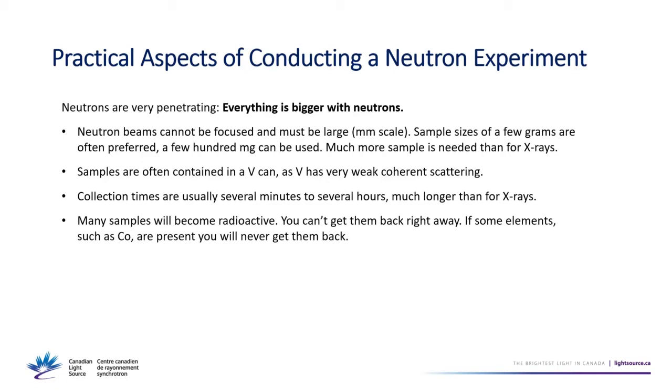Because neutron flux is a lot lower than X-ray flux, your collection times are usually several minutes to several hours, where things that you could do in a few seconds with X-rays, you're going to take minutes to do with neutrons. And then also, a lot of elements will absorb neutrons and become radioactive, so usually you can't get your samples back right away. If you have certain elements, you'll never get them back. So most neutron facilities have calculators where you can calculate the attenuation and how long it'll take for your sample to cool off before you can get it back. So you should keep that in mind when planning experiments.